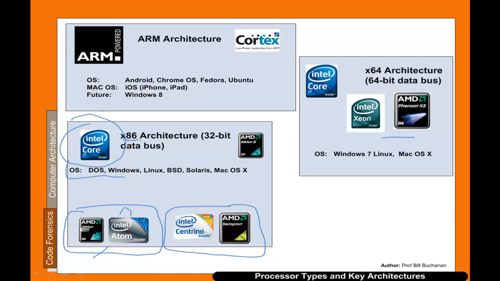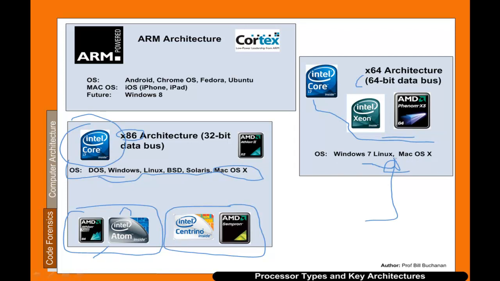So with x86, we have a 32-bit data bus, and it's been used in DOS, Windows, Linux, BSD, Solaris, and macOS. The basic architecture of an Apple Mac or a MacBook is around the x86 architecture. The newer type processors are the 64-bit ones, and these support a 64-bit data bus, and that includes the i7, Intel Xeon, and so on, and that's supported in Windows 7, Linux, and macOS.